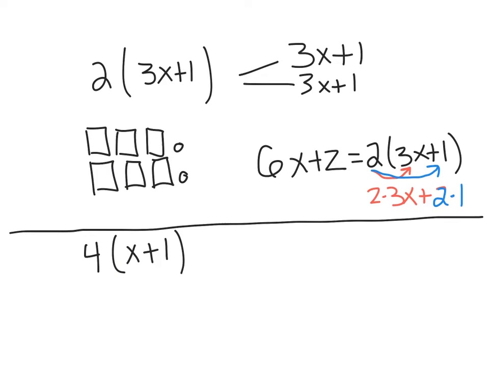Now I want you to try one. I want you to figure out what 4 times x plus 1 would equal. Do it now. Did you say that it equals 4x plus 4? That would be correct, because first you do 4 times x, and then you do 4 times 1. I don't think we need to draw out the visual anymore.